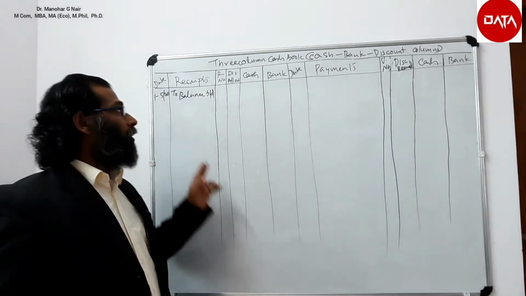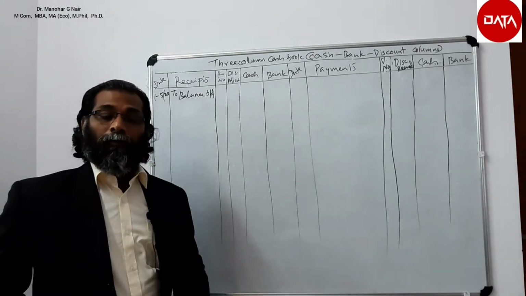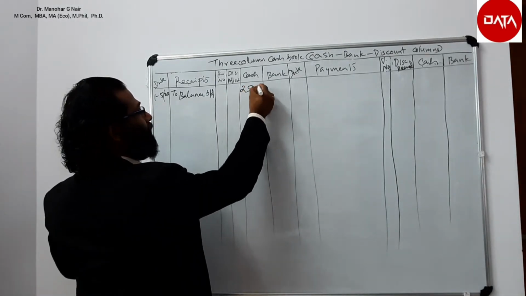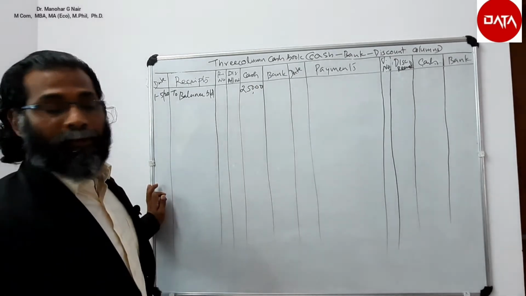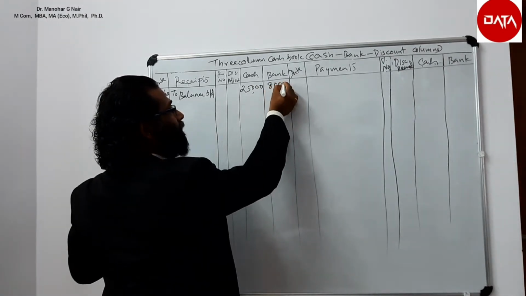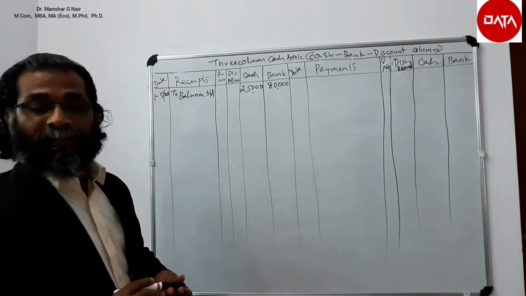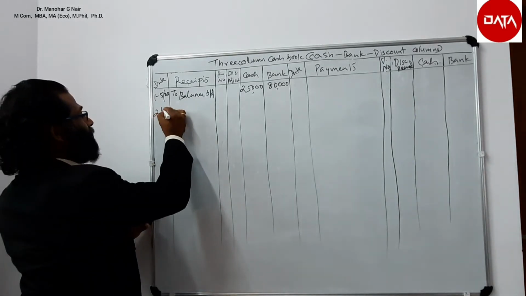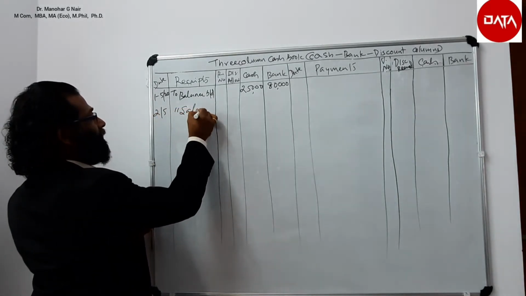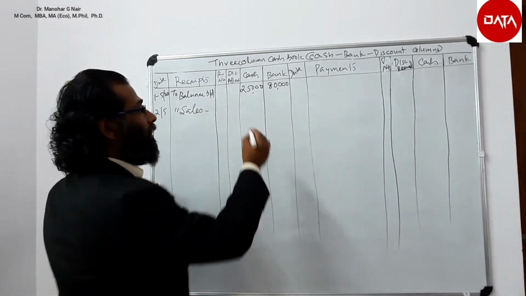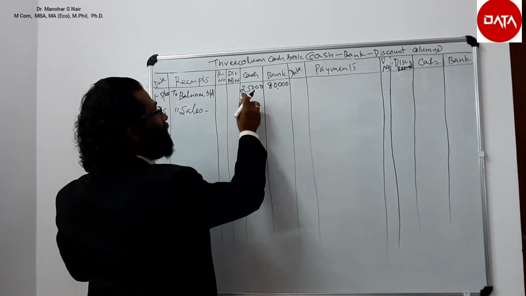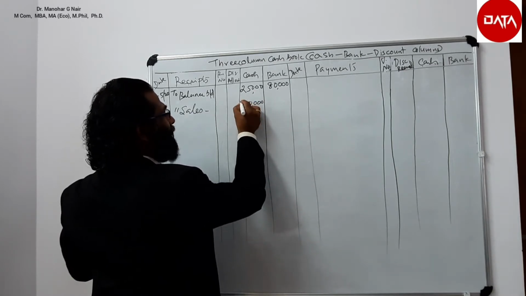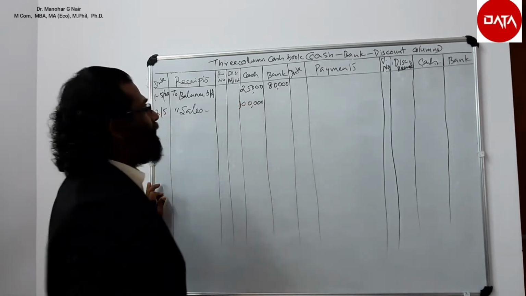The first value is the opening value, that is the balance brought down. For cash it is 25,000 in the cash column. In the bank column it is 80,000. Now the next transaction is on 2nd May, cash sales. To sales, amount it is 1 lakh in the cash column. It is cash 1 lakh rupees.